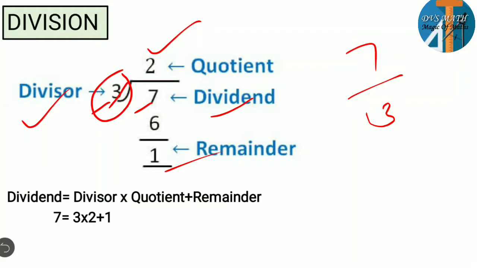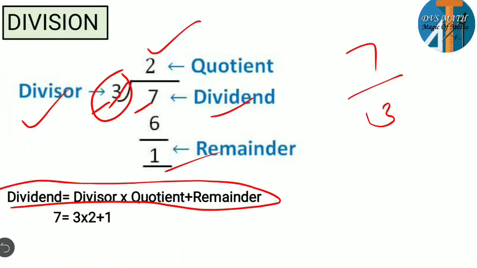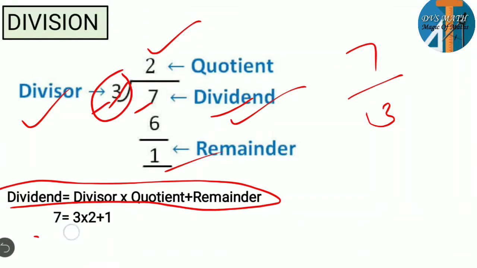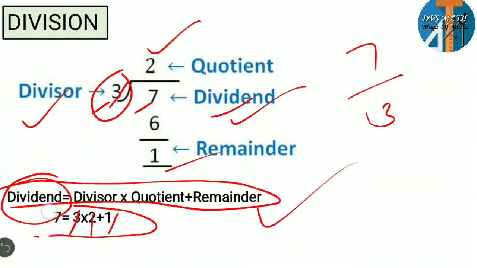If we compare these, what do we call the relationship between the dividend, divisor, quotient and remainder? Dividend is equal to divisor into quotient plus remainder. If we substitute here, the dividend is 7, the divisor is 3, the quotient is 2, plus remainder 1. You can observe 3 twos are 6, 6 plus 1 is 7, which is again equal to the dividend. This is the basic division for numbers.